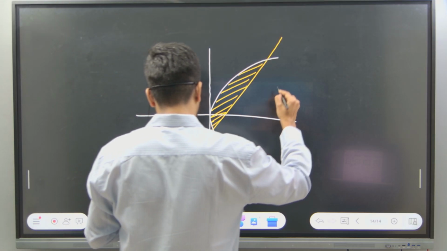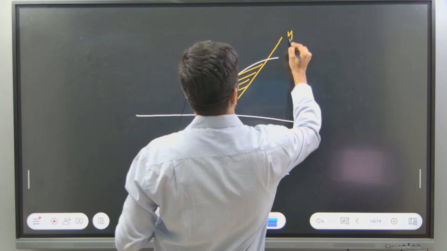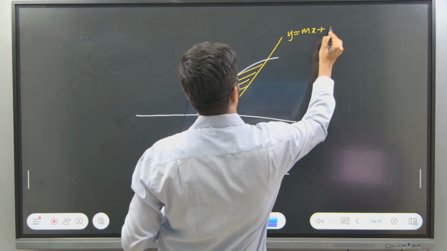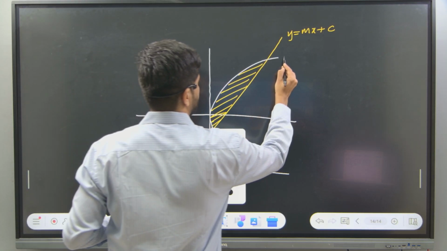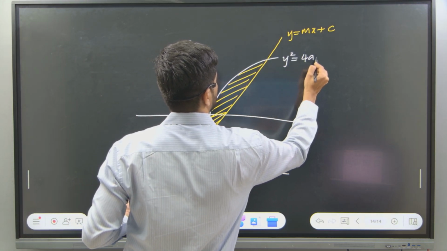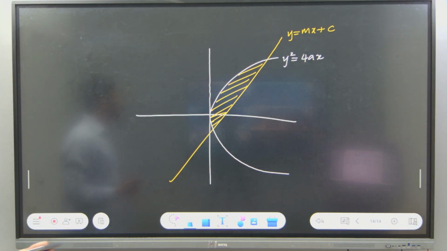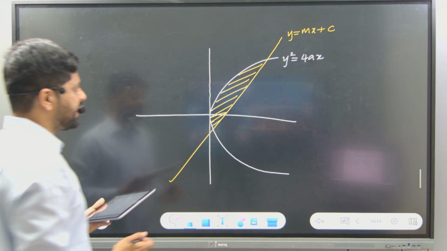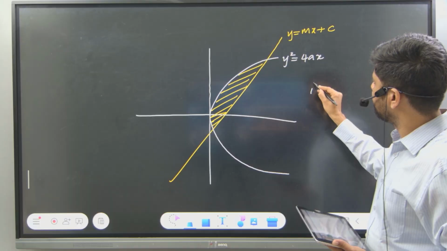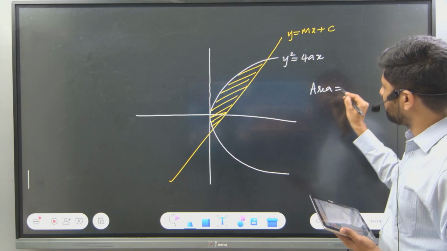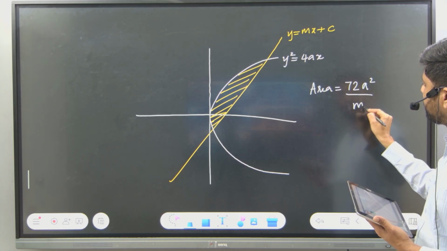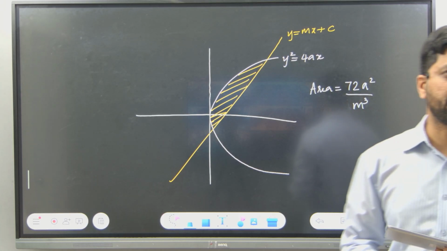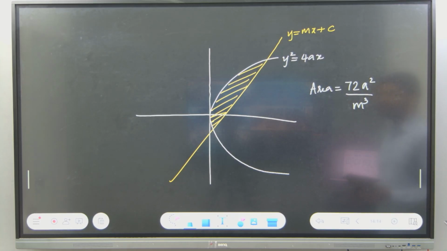So what will be the equation of this line? The equation of this line will be in y is equal to mx plus c format, correct? What is the equation of the parabola? y square is equal to 4ax is the equation of the parabola. The area is given by 72 a square whole divided by m cube. This is all a direct formula.